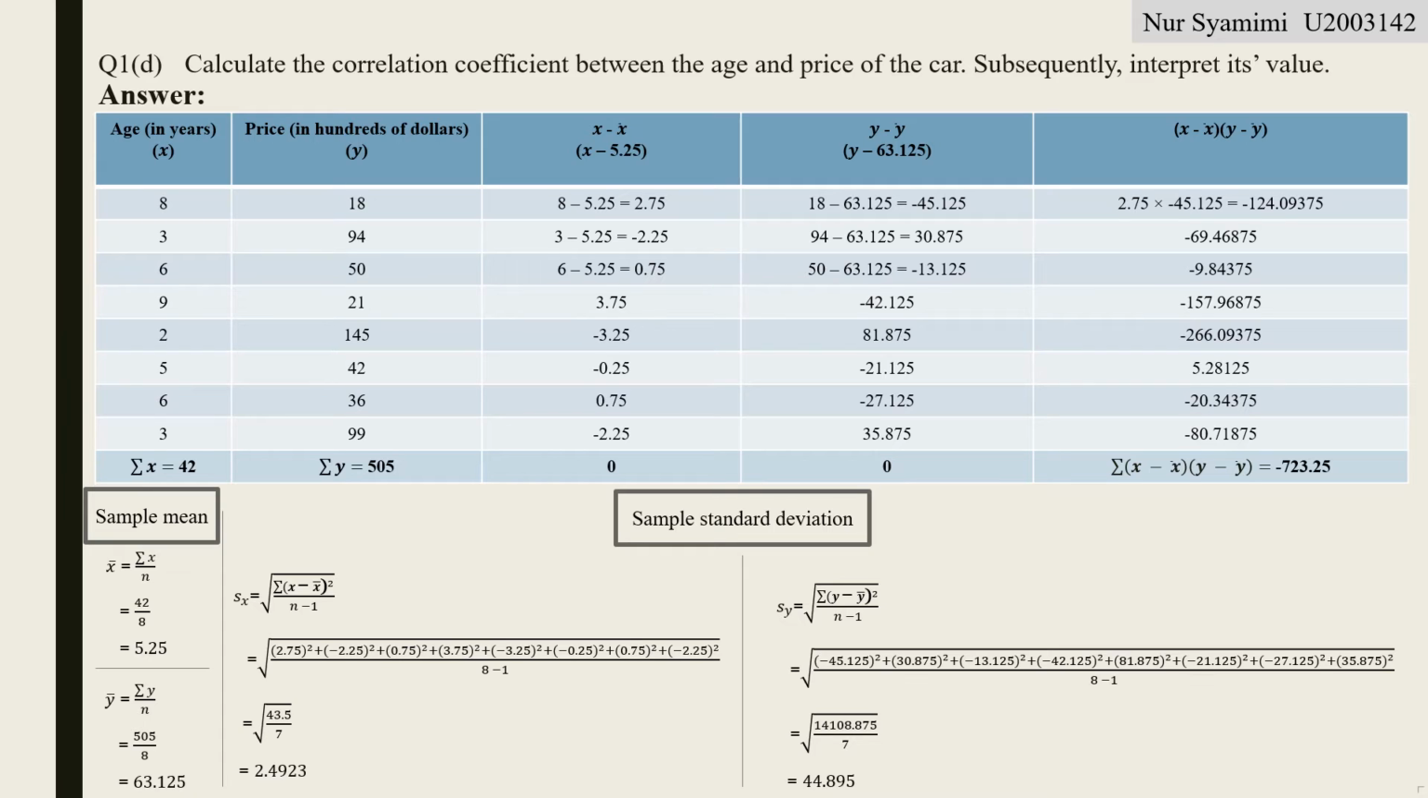And for the last data, we get 35.875. And for the last column, open bracket x minus x bar close bracket times open bracket y minus y bar close bracket. So for the first data, 2.75 times negative 45.125 equals negative 124.09375.